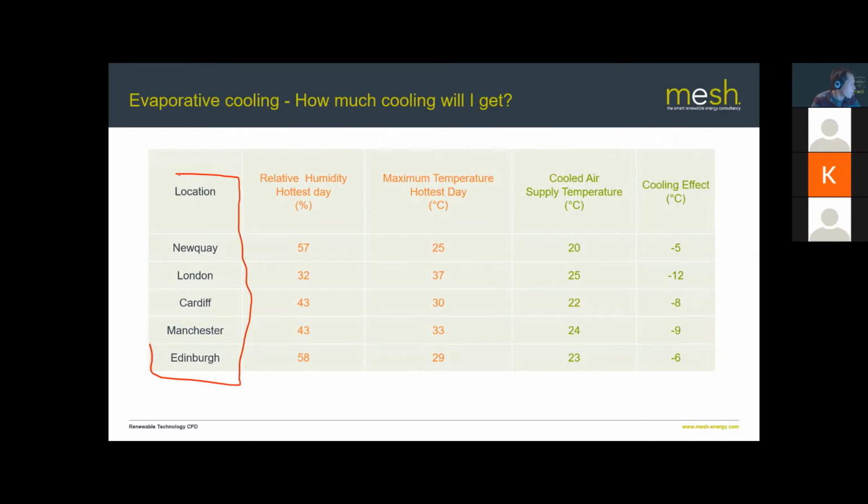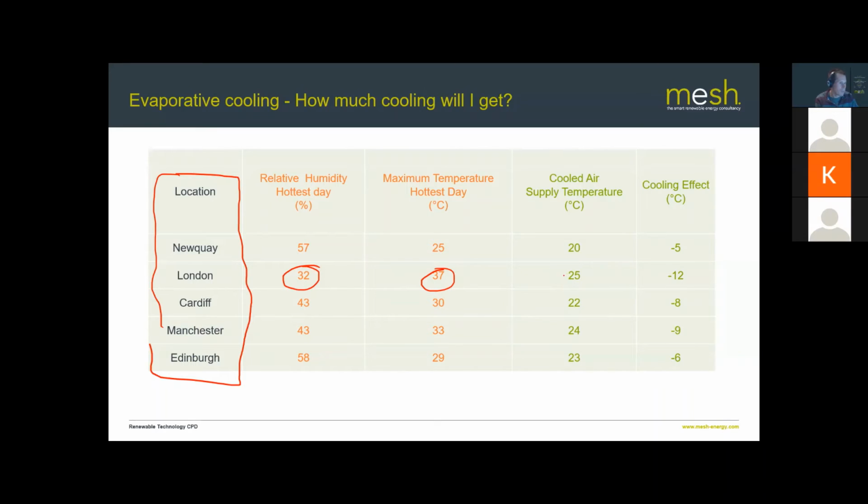It's probably not quite as clear on the slide as it should be, and we've got a bit here that talks about the relative humidity on the hottest day of the year. So if we look at London, for example, which is obviously where an awful lot of buildings that need cooling are, on the hottest day you actually get a relatively low relative humidity of only 32%, and a highest peak temperature of 37 degrees C. So you've got quite a lot of ability there to cool the air.